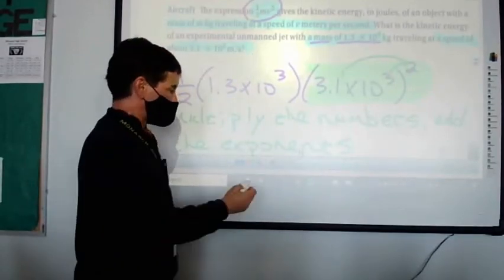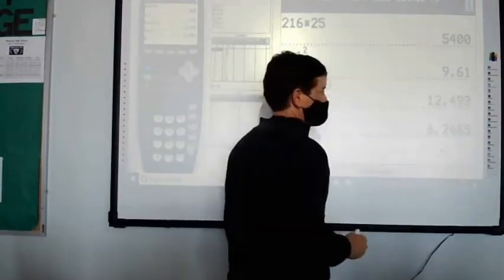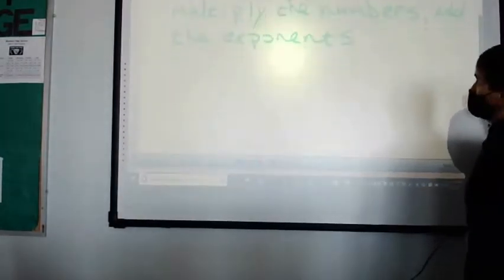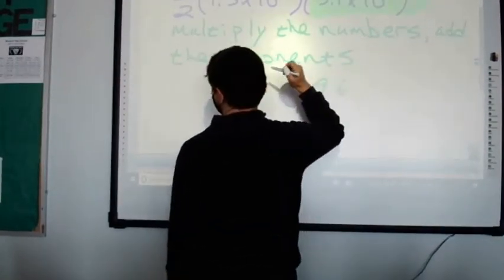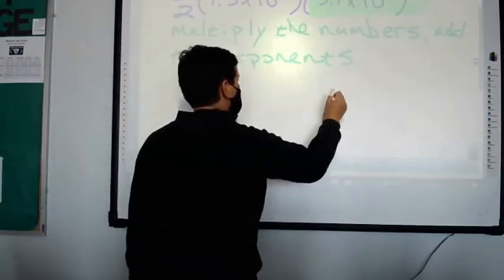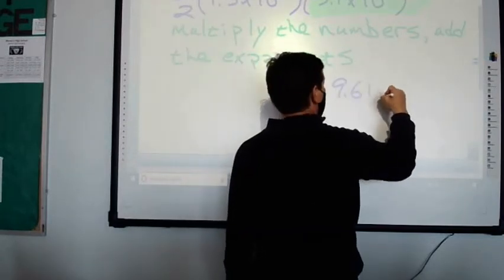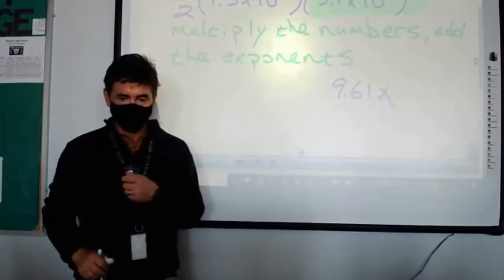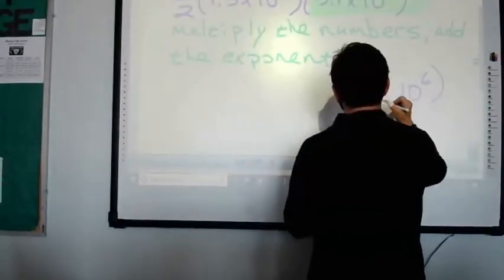So I get 3.1 squared, which I did last period, is 9.61. So we're going to write the beginning of the answer down below. We get 9.61 times 10 to the, show me with your hands at home, 10 to the what? Good job. 3 times 2 is 6. Easiest math question I'll ask you all year.